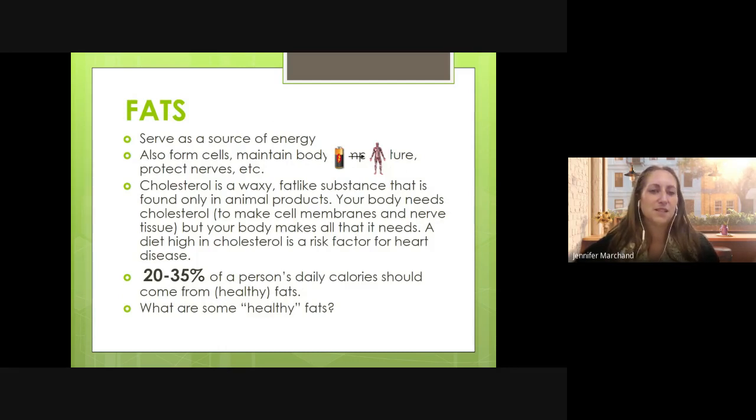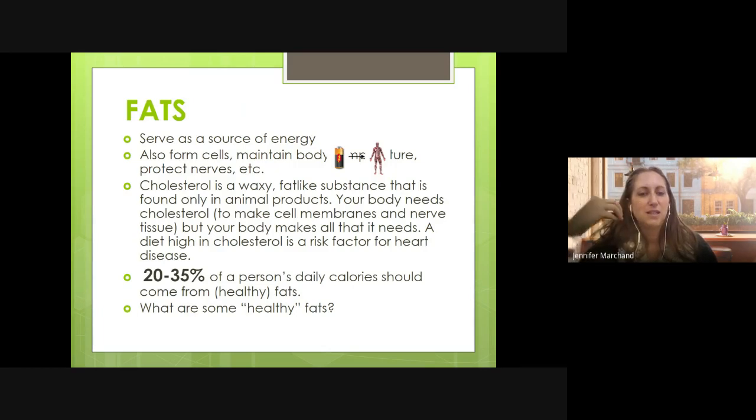Next, we have fats. So fats serve as another source of energy. They also form cells and maintain the body's temperature and protect nerves. Cholesterol is part of the fats that we eat. It is a waxy and fat-like substance that is found only in animal products.